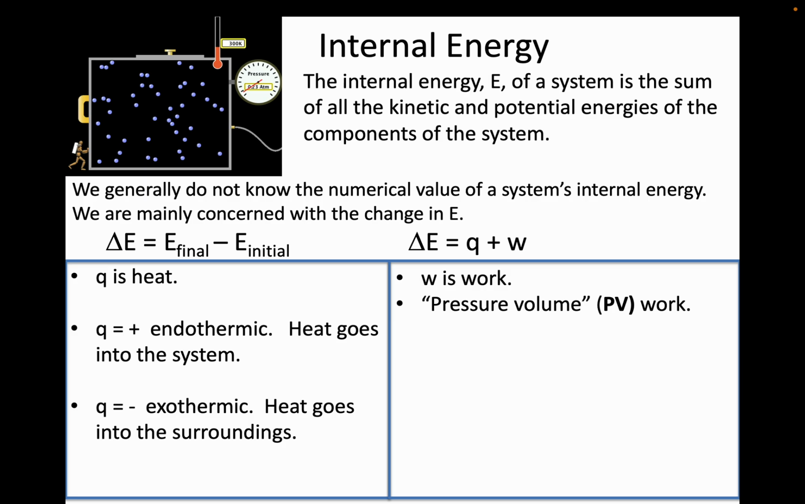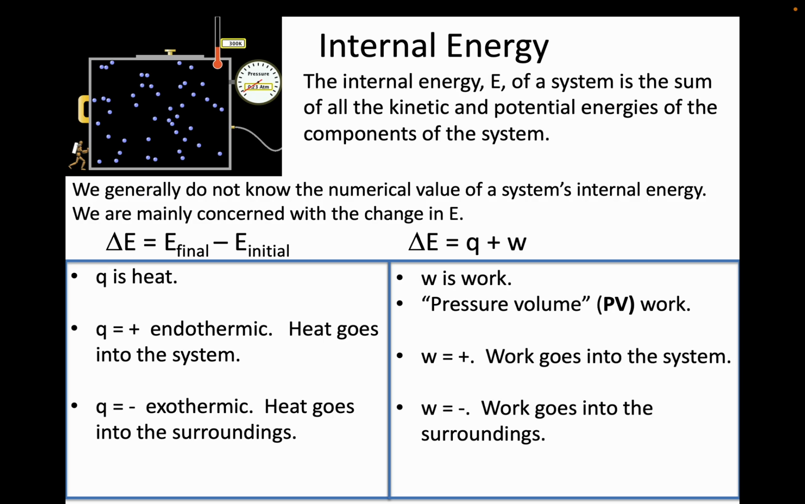W, that's our symbol for work. The work that we're going to be interested in this class is called pressure volume work, or PV work. If we look at our sign conventions, they match the same sign conventions that we had for heat. When the work is positive, work is going into the system. When work is negative, work is going into the surroundings. We don't apply the terms endothermic and exothermic for work. Those just involve heat.